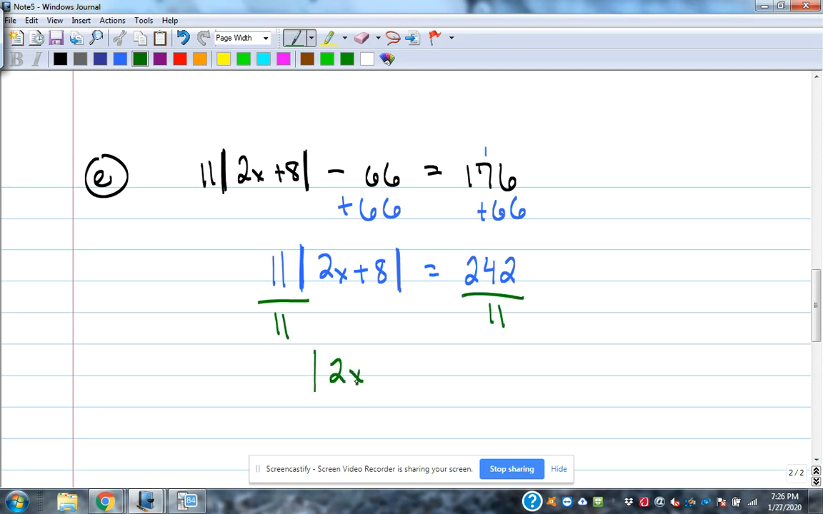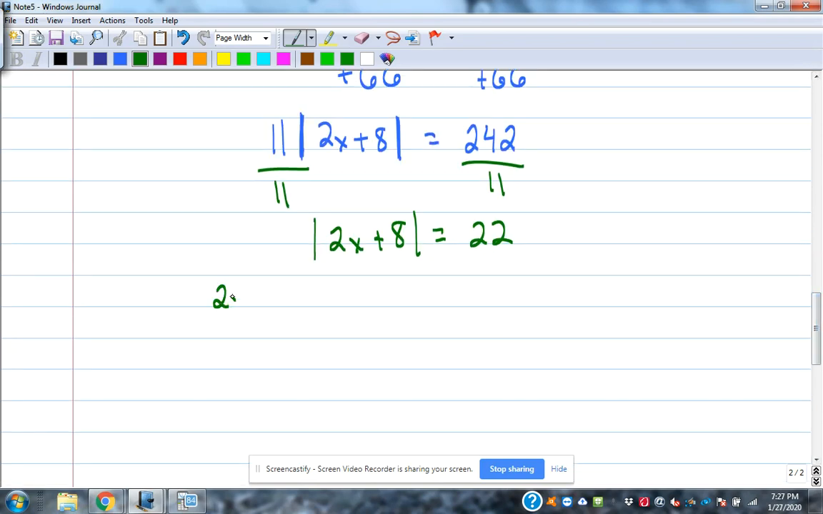There we get absolute value of 2x plus 8 is equal to what? 22. All right. Here's the checking step. You see, okay, is absolute value equal to a positive number? If it is, that means you got answers. If it's equal to negative numbers, then you don't have any solutions. So this one does have solutions because it is equal to a positive. So we're going to set up 2x plus 8 equals negative 22. 2x plus 8 equals positive 22. And solve both of those.